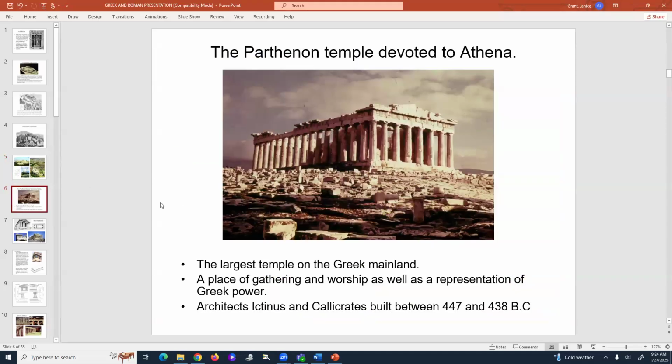Cool. So the Parthenon is one of the major, significant buildings, the largest temple on the Greek mainland. It was a place of gathering and worship as well as a representation of Greek power. Power, in theory, right? Not as much in wars as the Romans could see. All right.